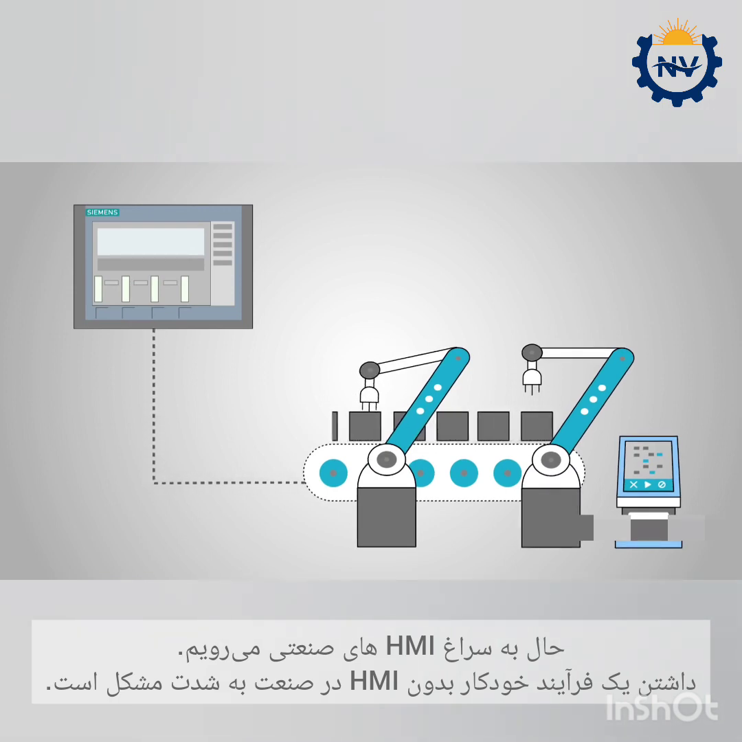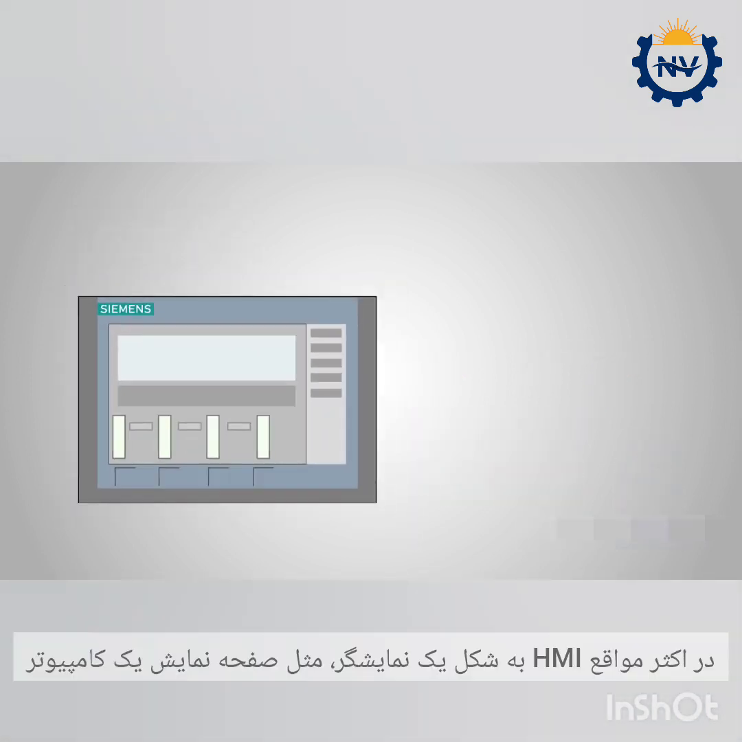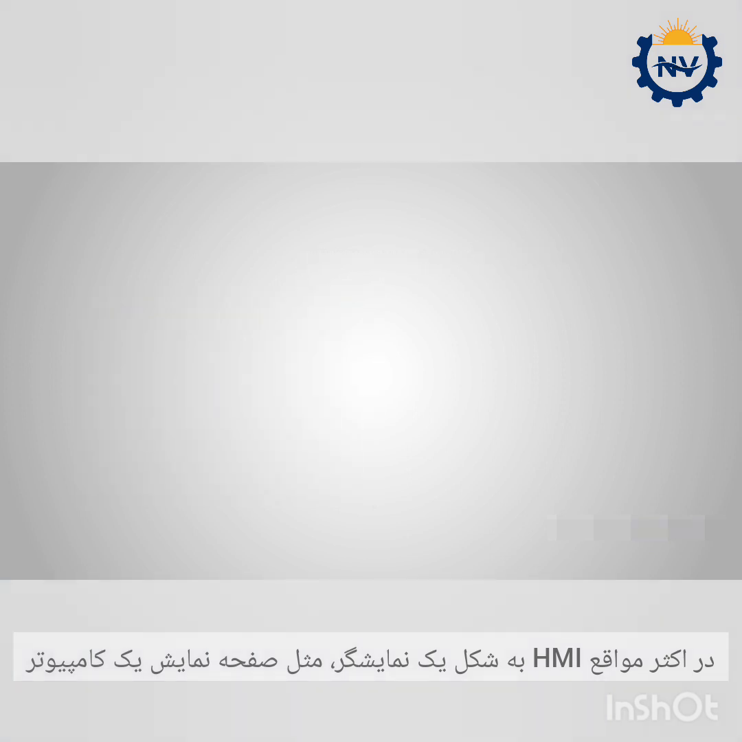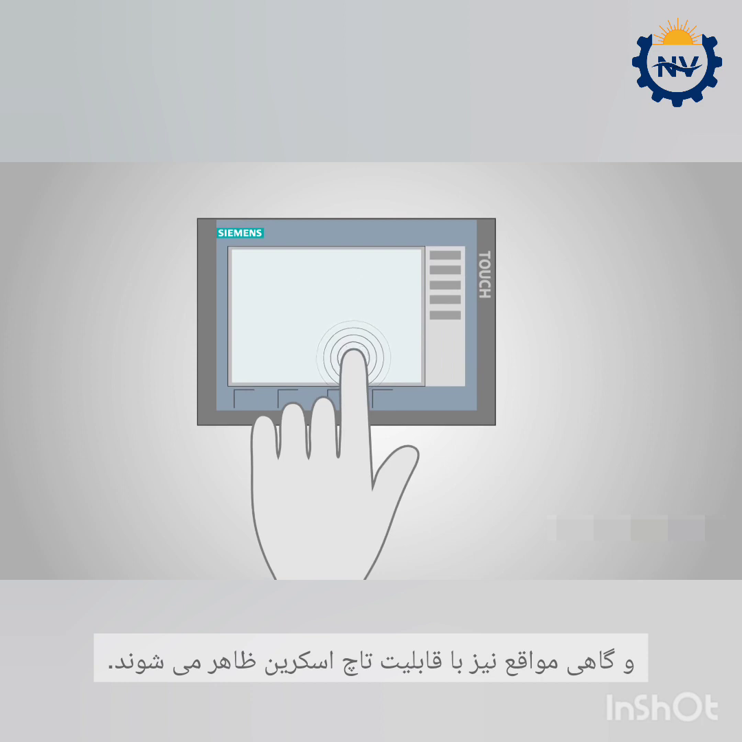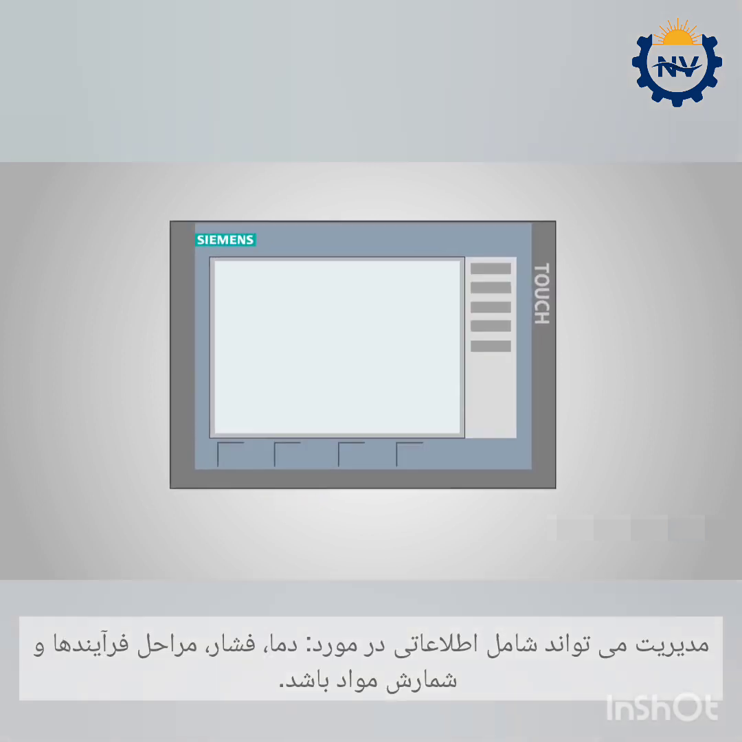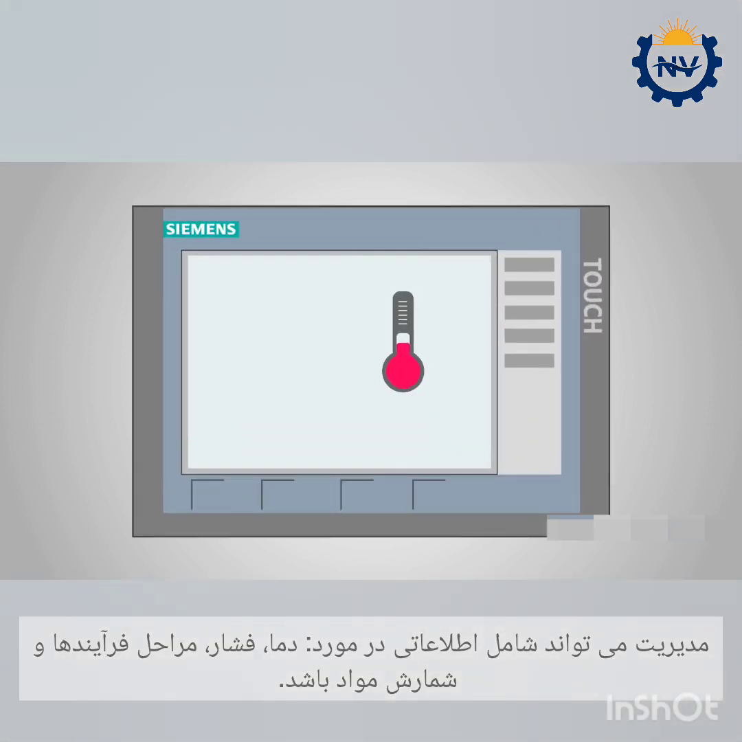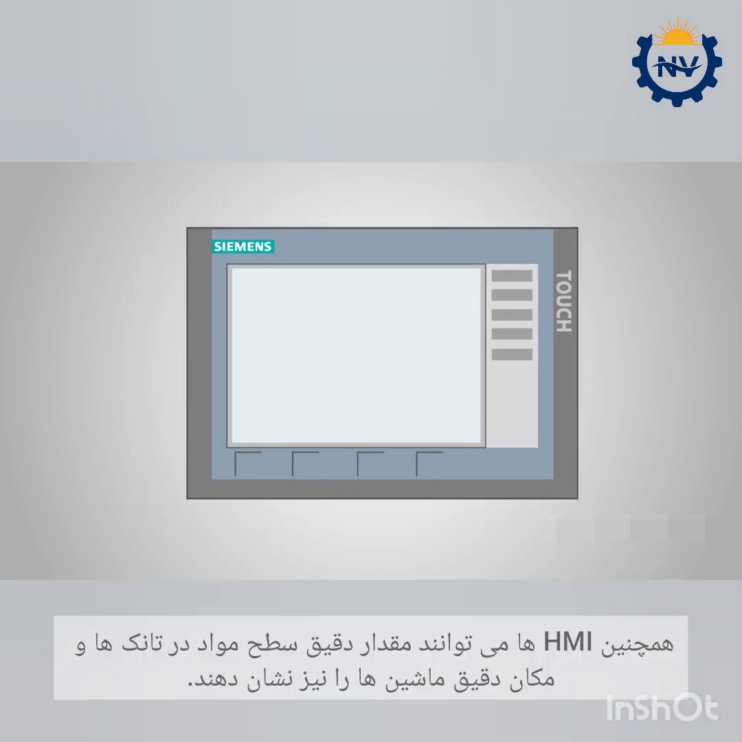It would be hard to have a good automated process in industry without an HMI. Many times, an HMI will be in the form of a screen, kind of like a computer screen, and more times than not, they are touchscreen. An operator or maintenance personnel can operate and monitor the machine from the HMI. They may include information like temperature, pressure, process steps, and material counts. They can also show very precise levels in tanks and exact positioning of machines.